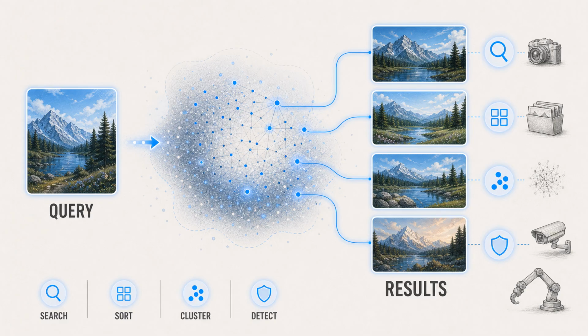This is why embeddings are useful. Once images become points in a mathematical space, computers can search, sort, cluster, compare, and retrieve them. A photo library can find similar images. A safety system can detect unusual frames. A robot can compare what it sees with what it expects.